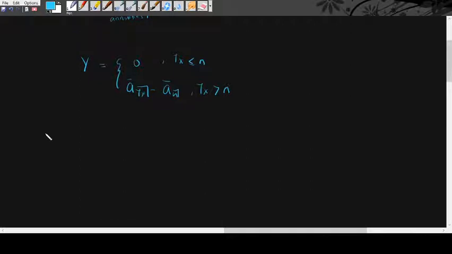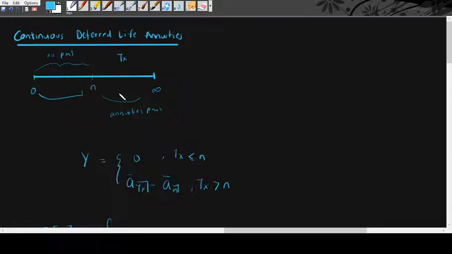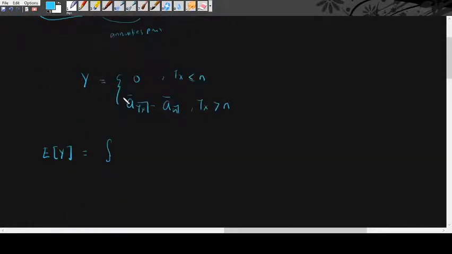To find the expected value of this is also similar to the previous whole life annuities. For whole life annuities you are doing the integration from 0 to infinity, but now you are integrating from the start of this period, which is n to infinity, of v^t tp_x dt.